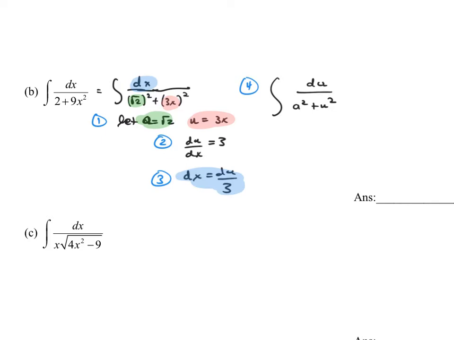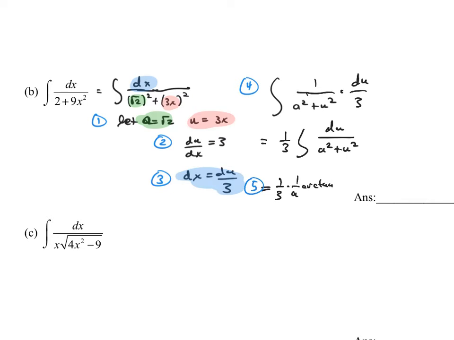So let me rewrite this right here to make it look a little nicer. So here I'm going to have the 1 over the a squared, which is the square root of 2 squared, that's good. The u squared, which is the 3x squared, that's good. And then this is times du over 3. So this is equal to 1/3 times the integral of du over a squared plus u squared. Okay? That is directly one of our trigonometric identities. So that's equal to 1/3 times, and then let's go back, it was 1 over a arctan of u over a plus c.